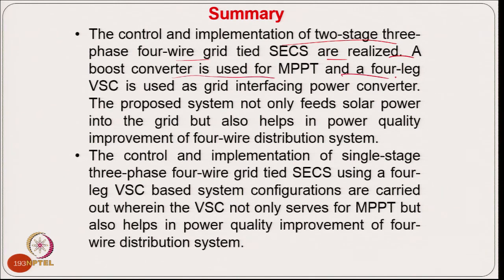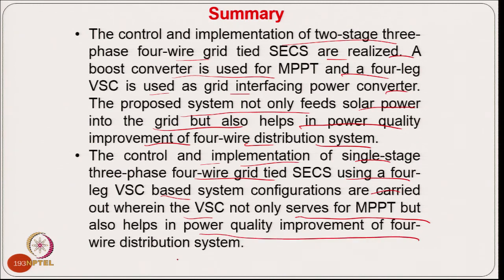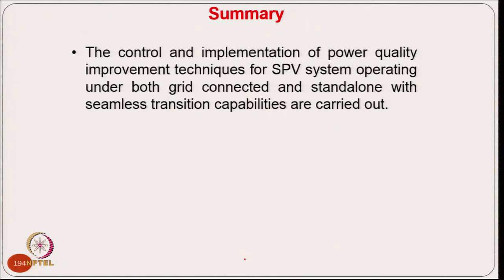A boost converter is used for maximum power tracking, and a 4-leg VSC is used for the grid interfacing power converter. So, this system not only feeds the solar power into the grid, but also helps in power quality improvement of the 4-wire distribution system, and control and implementation of a single stage 3-phase 4-wire grid tied solar energy conversion system using a 4-leg voltage source converter based configuration are carried out, where the VSC not only serves for MPPT, but also helps in power quality improvement of the 4-wire distribution system, and the control and implementation of a power quality improvement technique for a solar photovoltaic system operating under both grid connected and standalone modes.